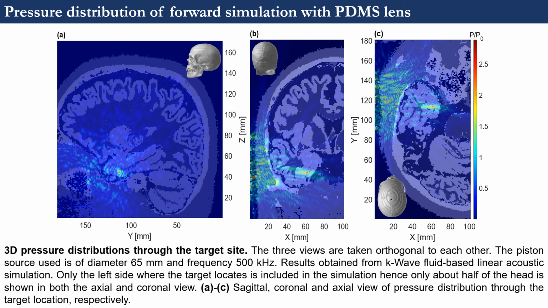These 3 orthogonal views passing through the target site show a tight focal spot with high pressure gain exactly at the target site. The -6 dB focal volume is around 30 mm³. Figure D shows the surface outline of the PDMS lens structure used in this simulation. Further analysis also determined the desired diameter of the transducer to be 65 mm and the frequency of the ultrasound to be 500 kHz.